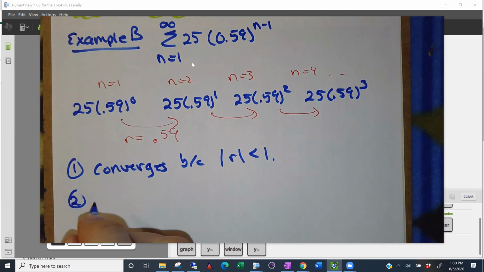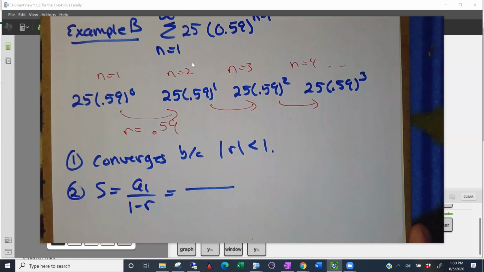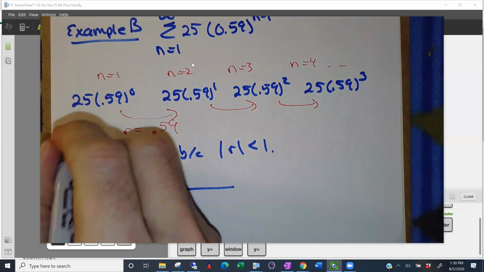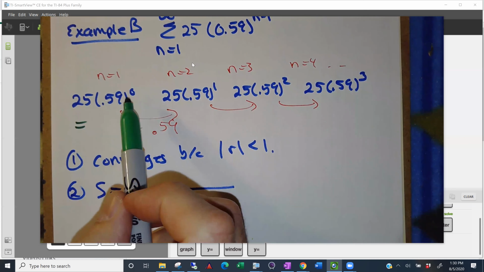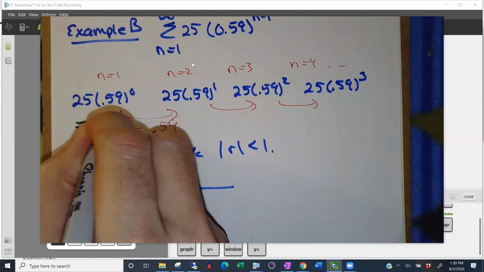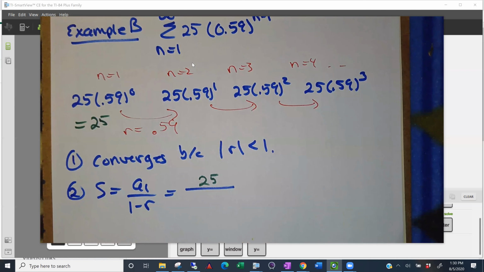And that series would converge to, well, I need a couple things here. So S equals a sub 1 over 1 minus r. A sub 1 is the first term. What's the first term of our series? Well, 0.59 to the 0 power is really 1. So the first term of the series is actually 25 over 1 minus 0.59.